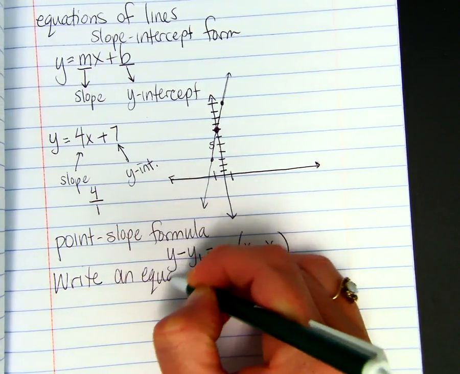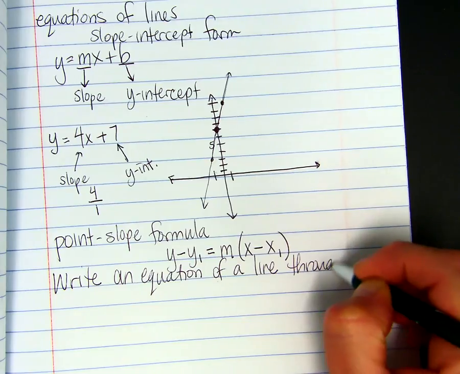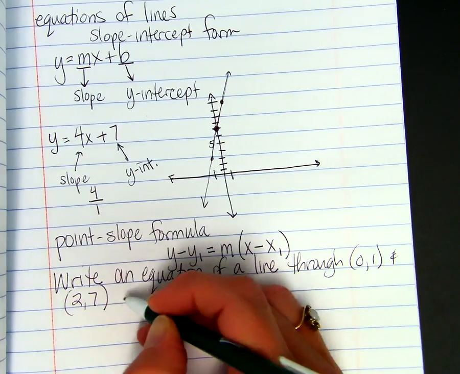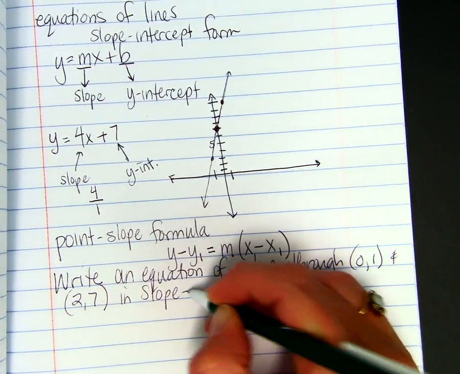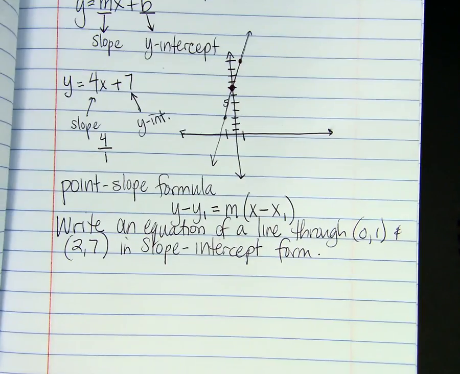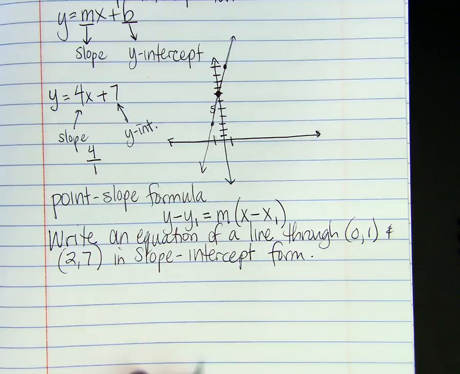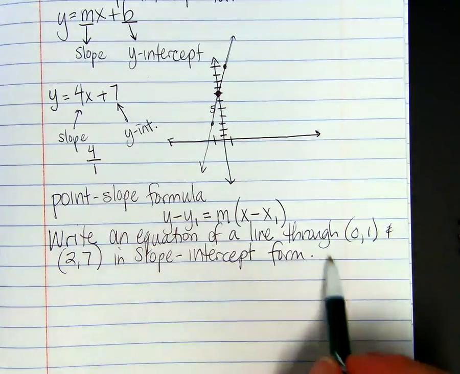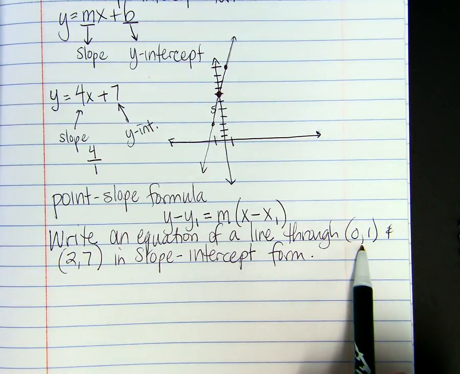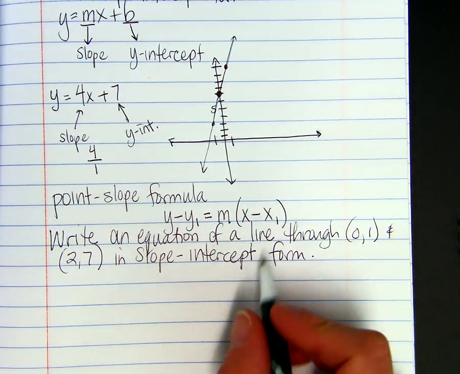Write an equation of a line through 0, 1, and 2, 7 in slope-intercept form. So we can use our point slope formula. We could use 0, 1 for our point. And we have to find our slope, but they didn't give us slope. So we have to find slope.